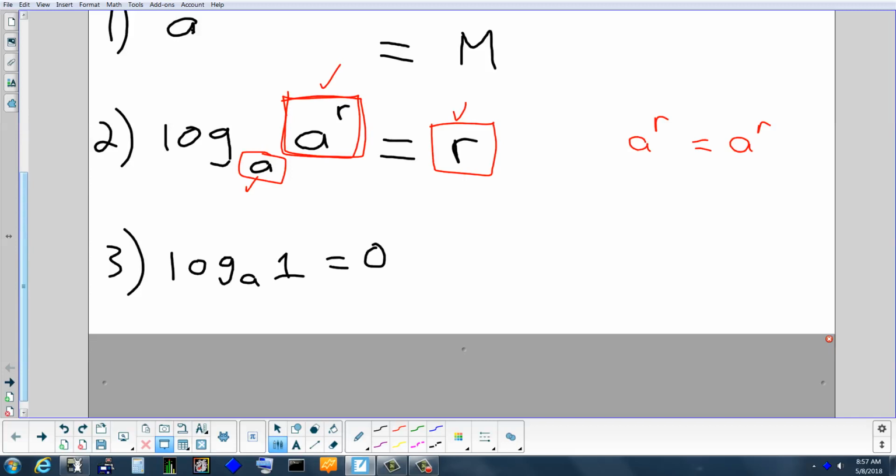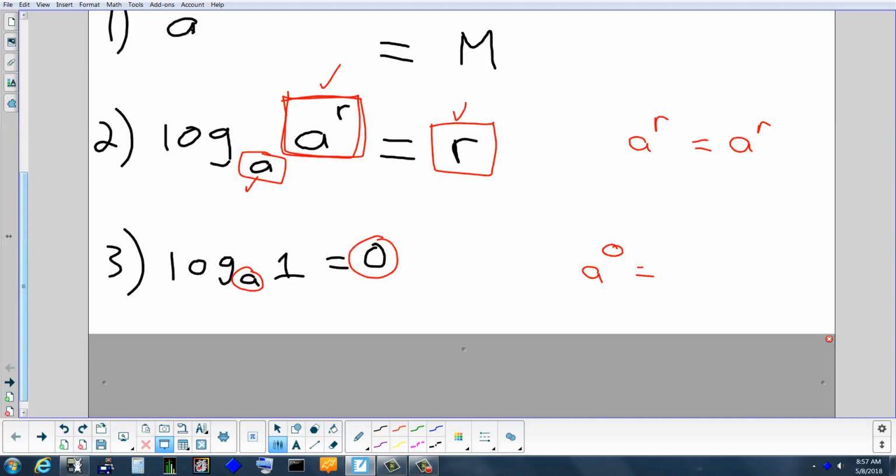So Ethan, what's my base here? A. Yep. So my base is A. Colby, what is my exponent on the A? 0. Yep. There's my exponent. And now from algebra, if you raise anything to the 0 power, what do you always get?